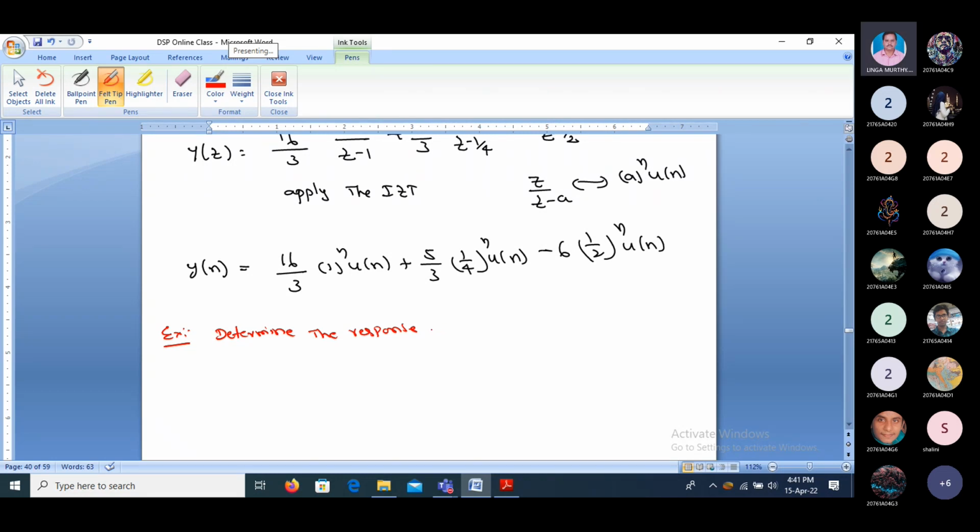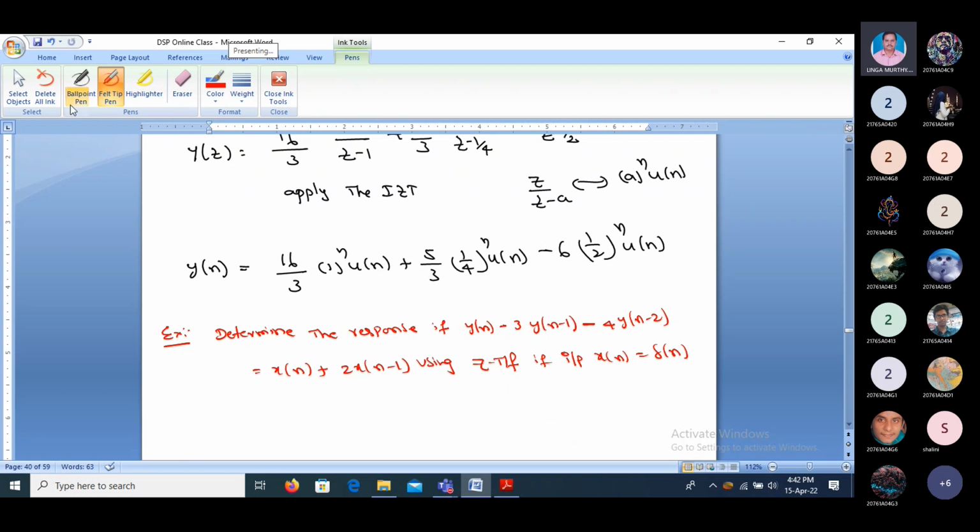So determine the response of the discrete time system described by the difference equation y of n minus 3 into y of n minus 1 minus 4 into y of n minus 2 is equal to x of n plus 2 into x of n minus 1, using z transformations, if input x of n is equal to delta of n.